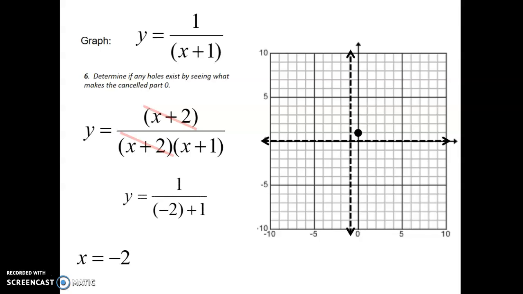So if you put -2 plus 1 on the denominator, you get -1, and 1 over -1 is just -1. So that is going to be our whole point, which is negative 2 comma negative 1. Again, make sure you're drawing an open circle for your hole.